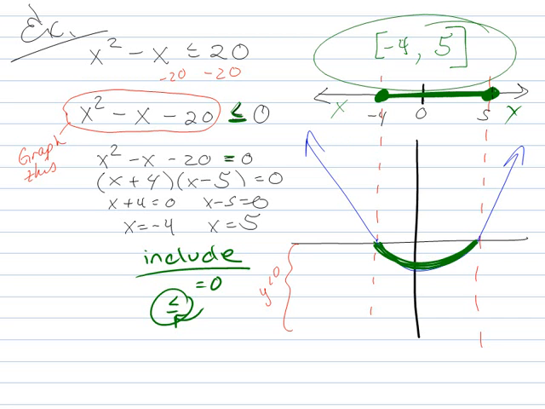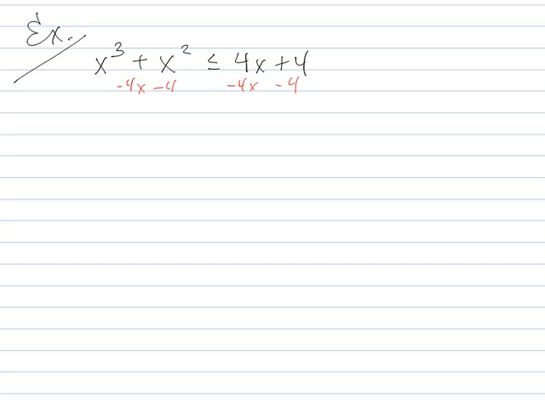So we're going to do one more example of this kind of problem, then we're going to get into some more fun problems. Really the worst thing they can do to you in these problems is give you something that is hard to factor. So am I ready to solve this problem? Not really, because I have to get everything off to one side. So I've got x cubed plus x squared minus 4x minus 4 less than or equal to 0.